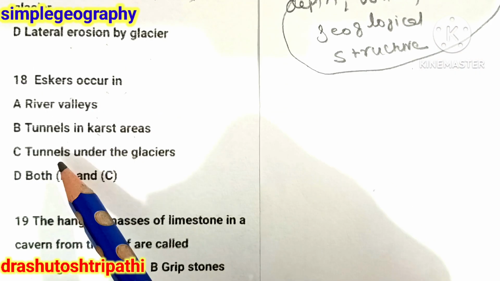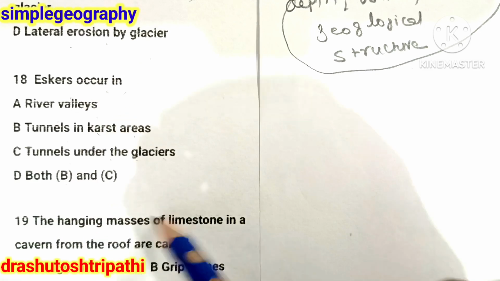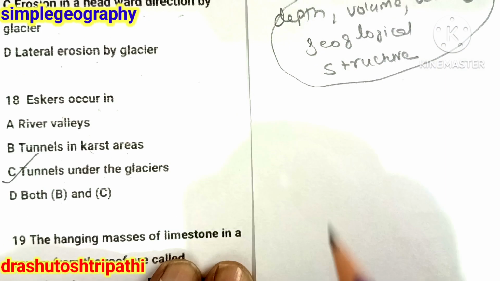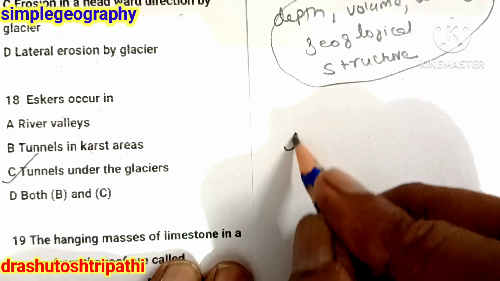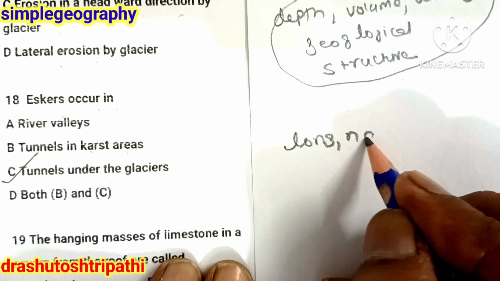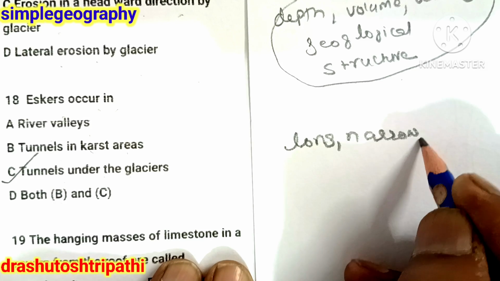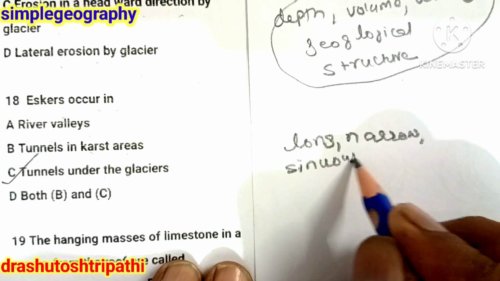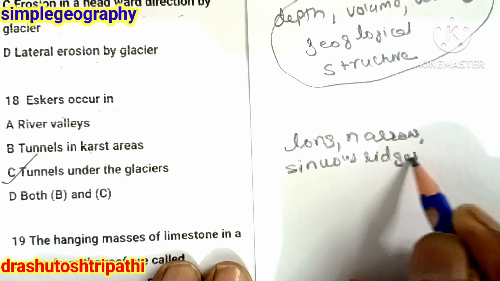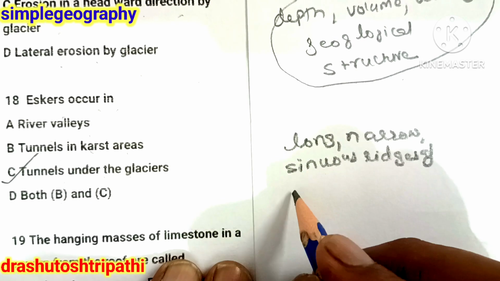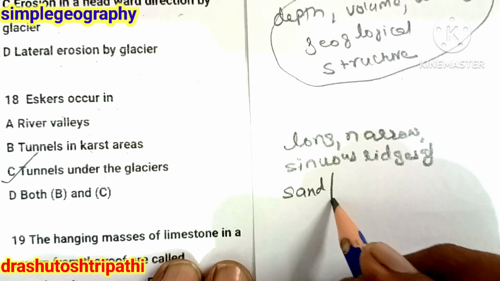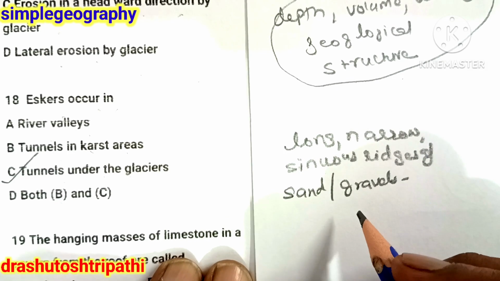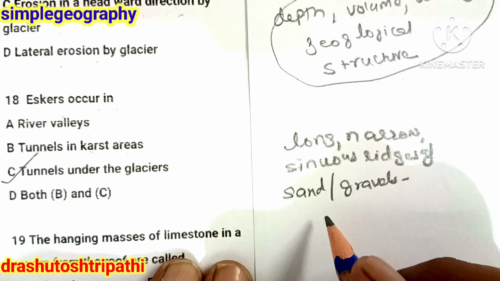Eskers occur in river valley, tunnel in karst area, tunnel under the glacier, both B and C. The answer is the tunnel under the glacier. Eskers are generally long, narrow, sinuous ridges of sand and gravels found situated in the middle of ground moraines.